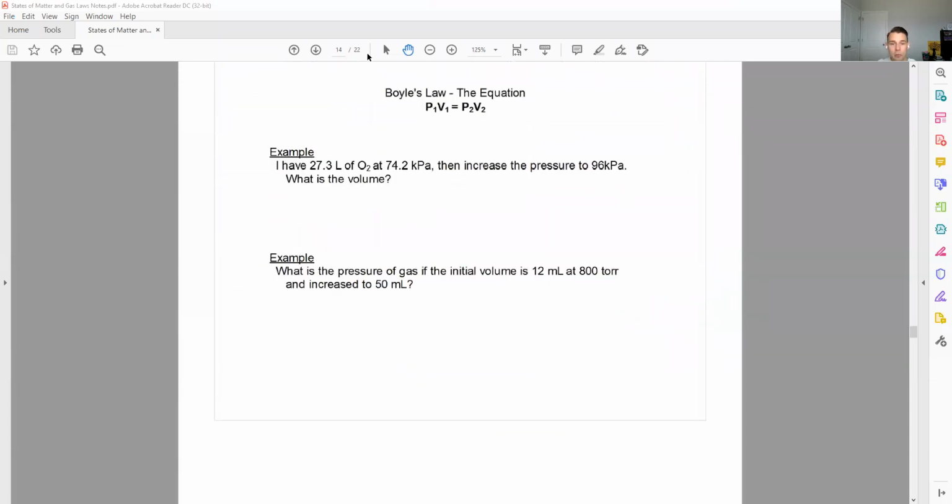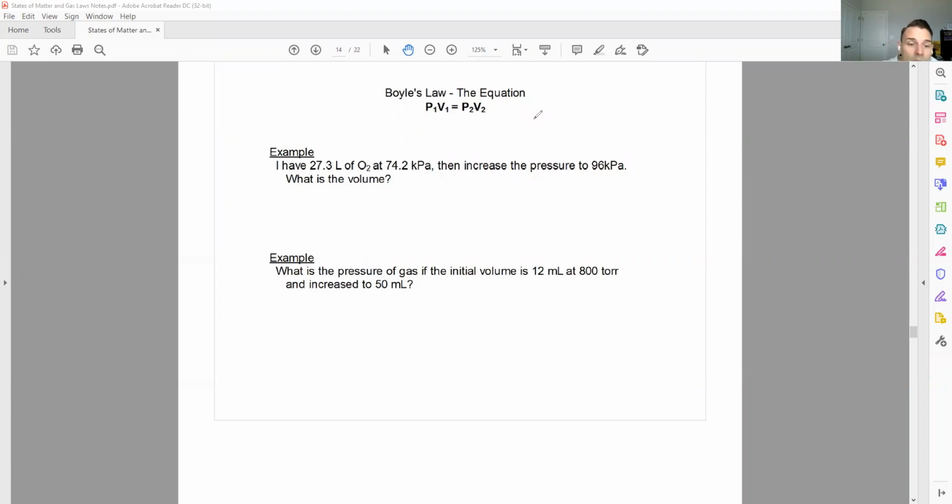So the equation for Boyle's law, P1 V1 is equal to P2 times V2. Very simple. I can't really make gas laws any simpler than this. If you know the equation, then you're going to be fine. All you need to do, as you're reading through the problem, is point out what piece of information is what variable. So if this first example says I have 27.3 liters of oxygen at 74.2 kilopascals, then I'm going to increase that pressure to 96 kilopascals.